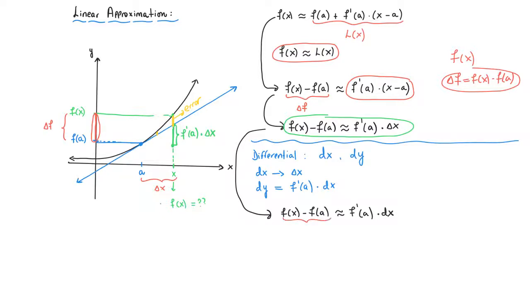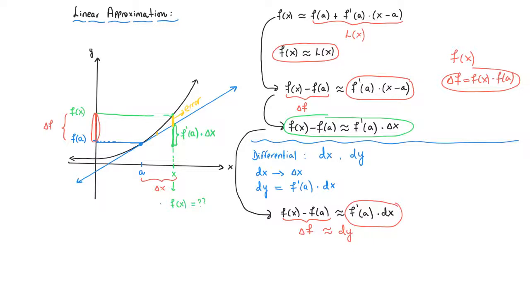f of x minus f of a will be represented by delta f. The delta there will stay. We don't use a differential for f. Delta f, we can say, will now be approximately equal to dy, because if you remember, dy refers to this product right here.